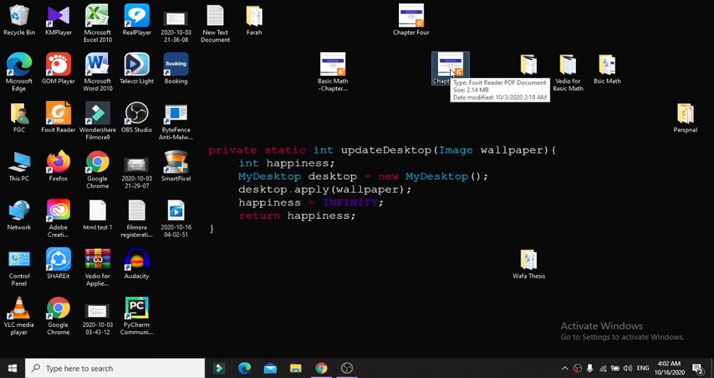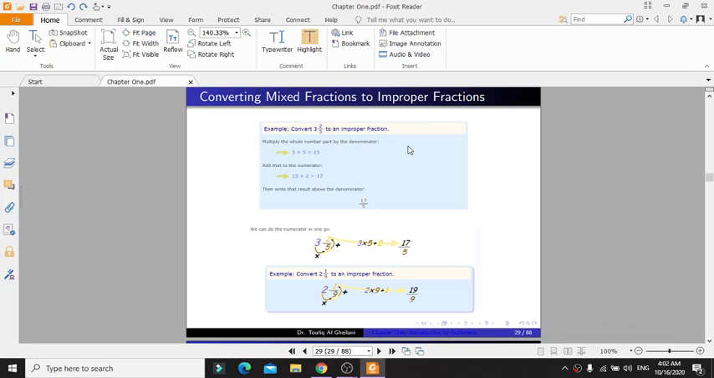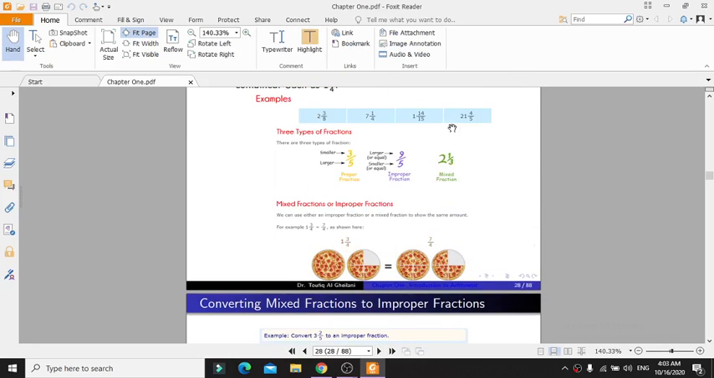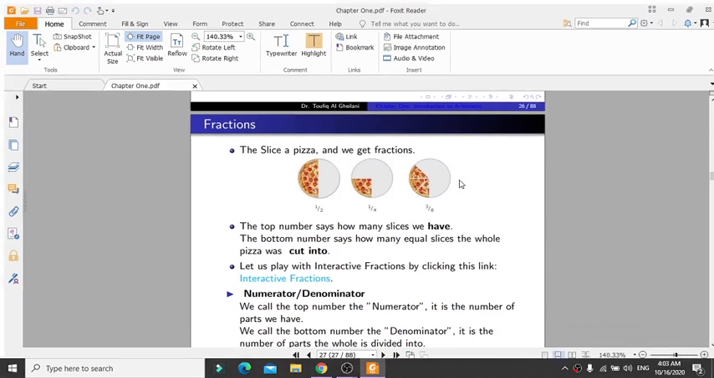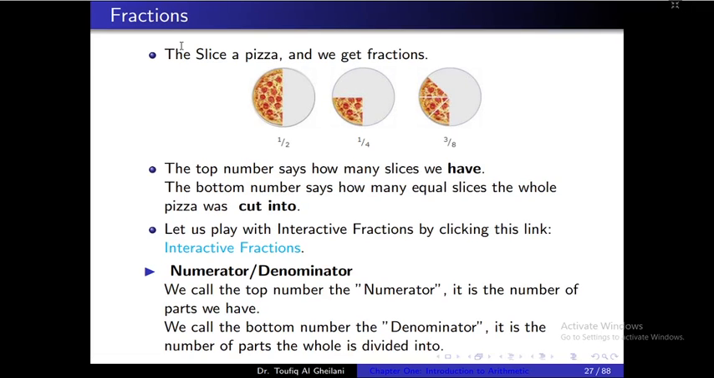In this video, I'm going to explain the lectures of week 3, which is fractions. Actually, we can understand a fraction by a slice of a pizza. We get fractions like this one. For example, this we get fraction.